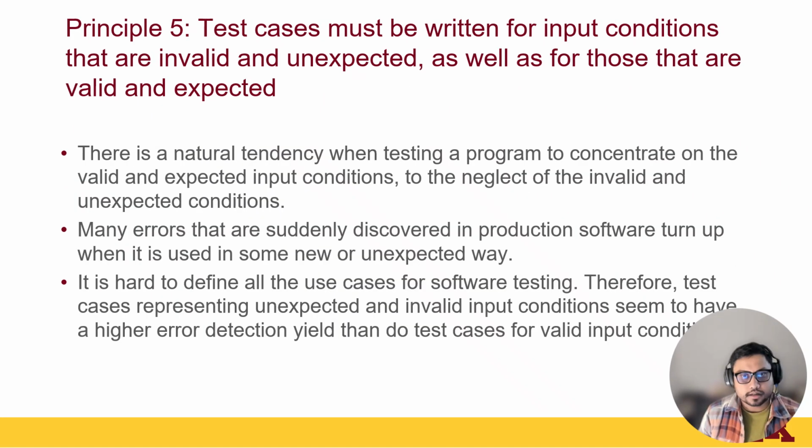There is a natural tendency to test programs only with valid and expected input values. However, many of the most serious software failures occur when programs encounter unexpected or invalid inputs. This principle states that effective testing must include both. Invalid input may include negative numbers, empty strings, extremely large values, or incorrect data types. Unexpected input may arise from user mistakes, malicious attacks, or integration with other systems that behave differently than anticipated.